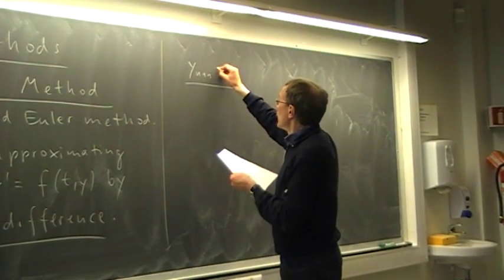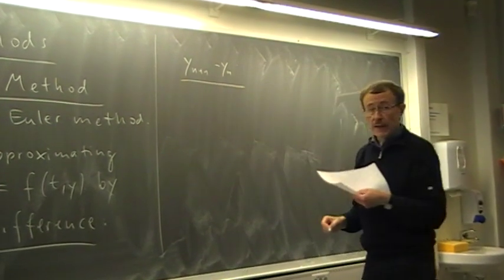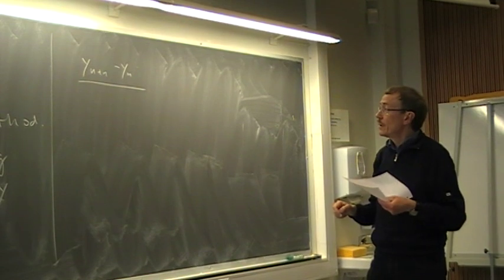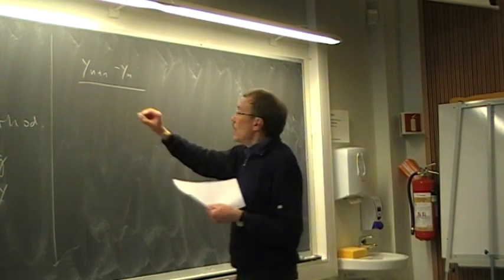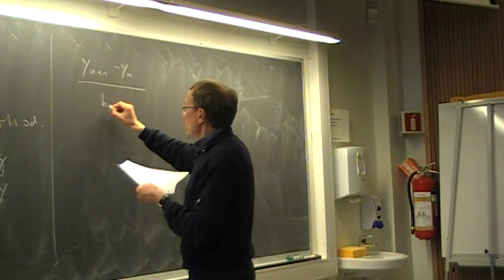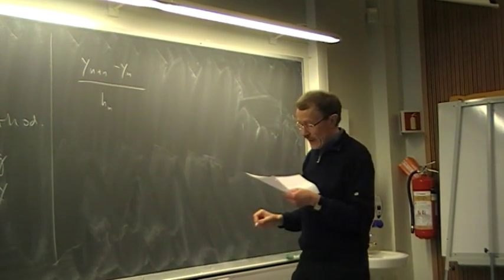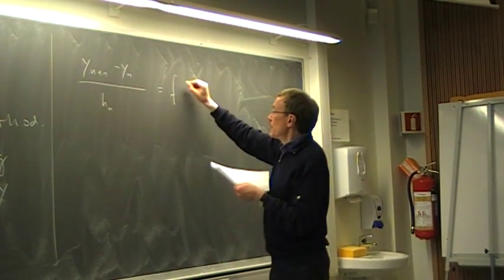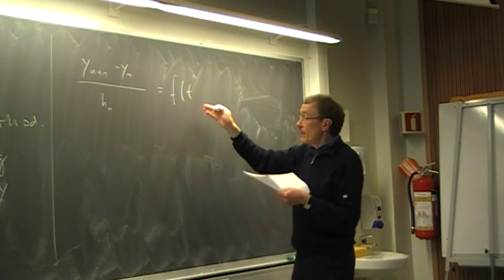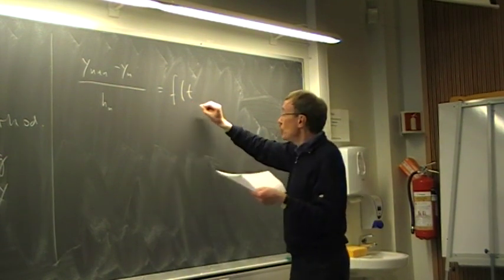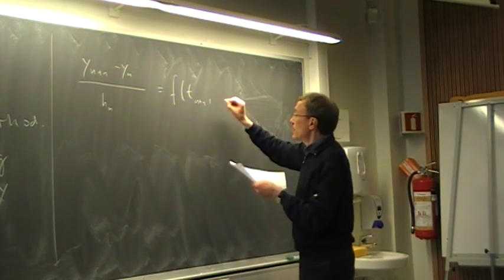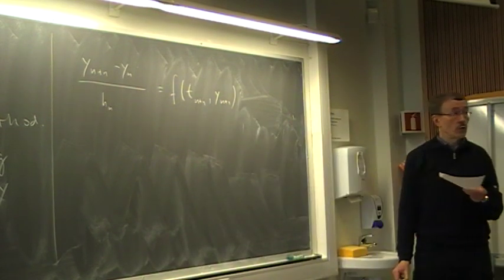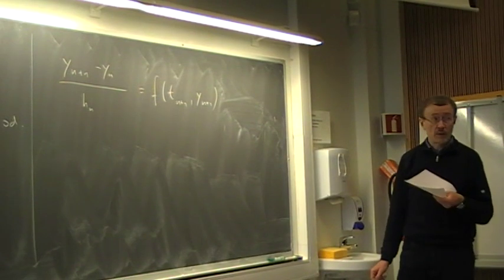So I use the yn, the n as the index. And that is divided by the time step, hn, to have it general. And the important thing, as I already said, is that now the function f is evaluated at a new time and with a new solution that we do not yet have. That's difficult.